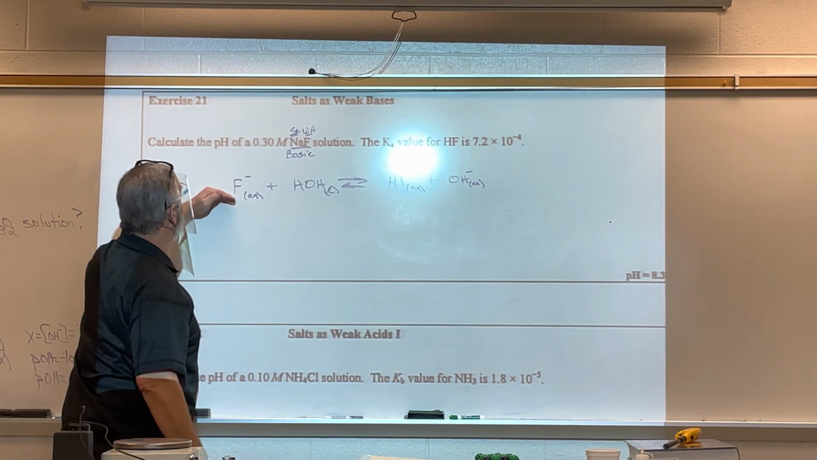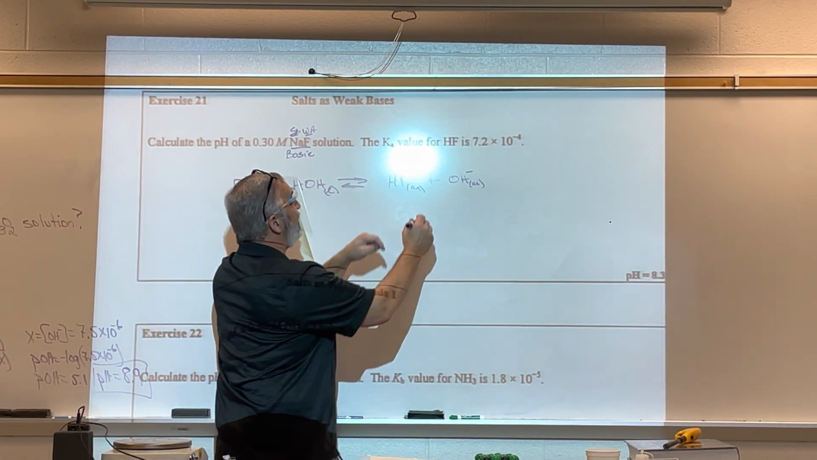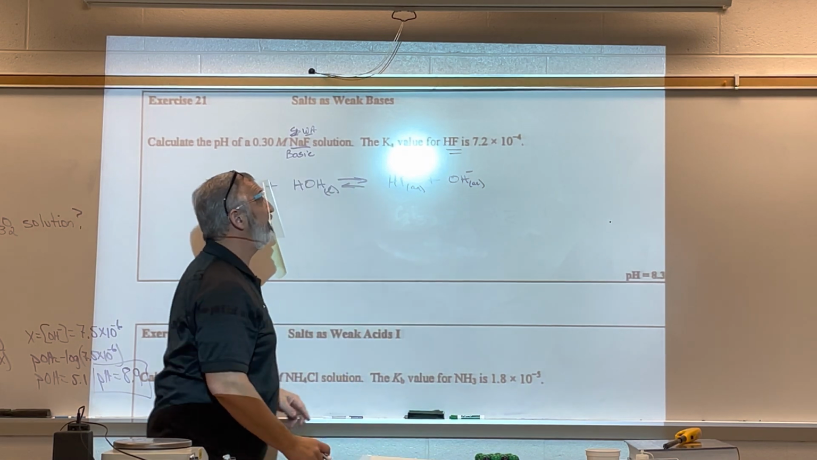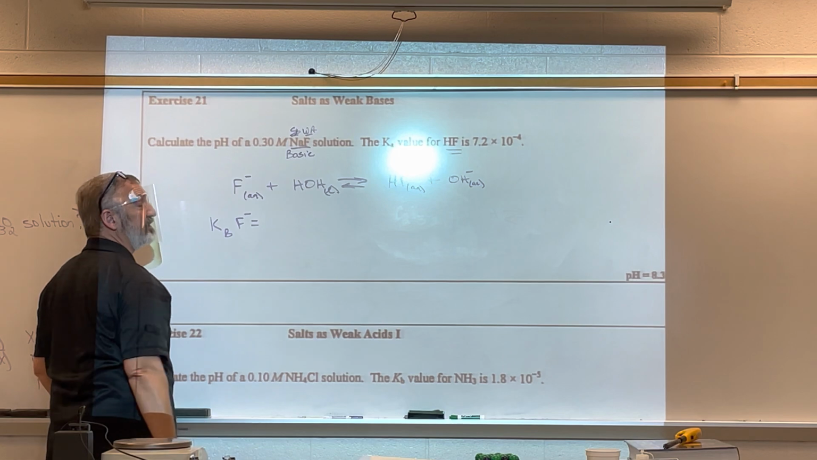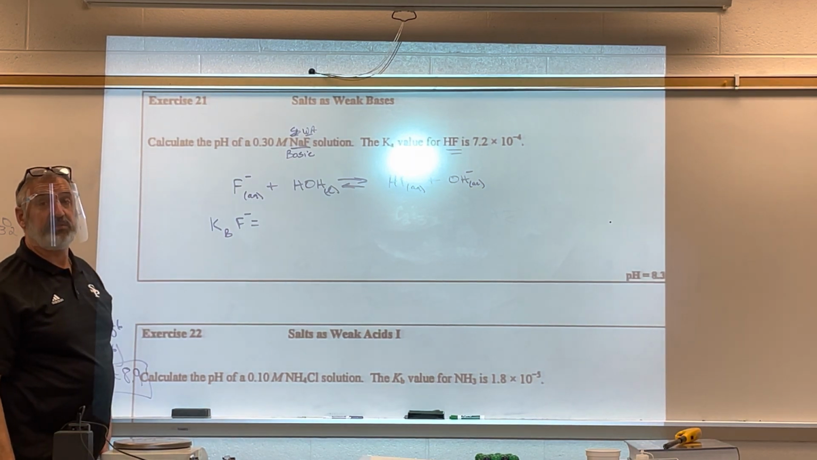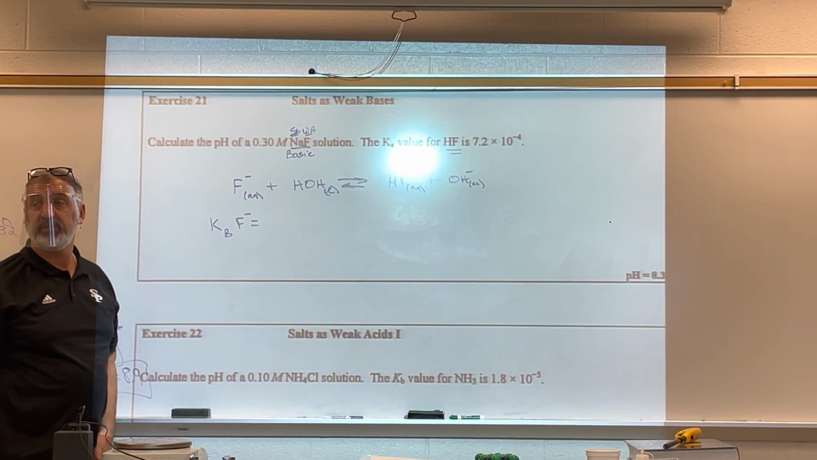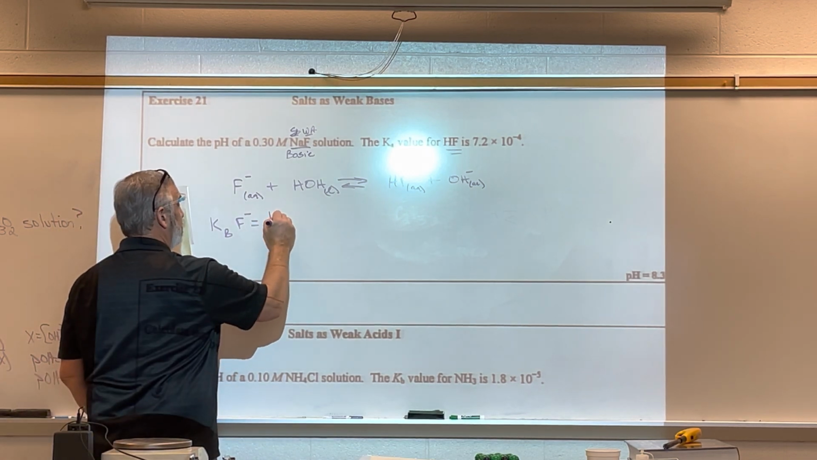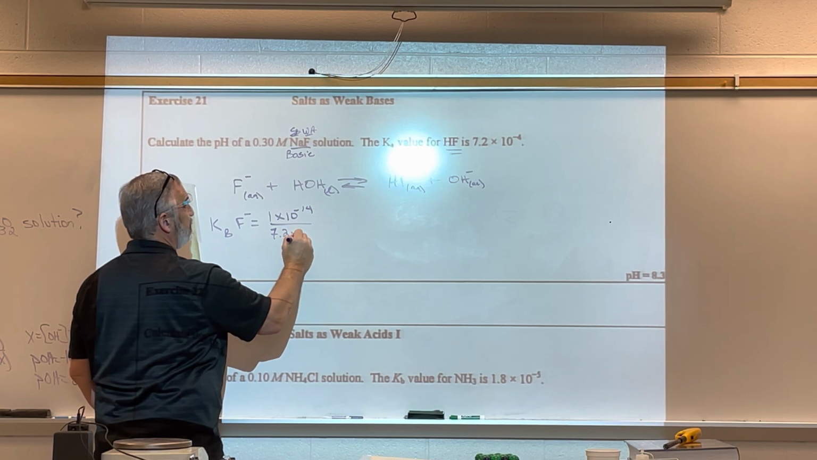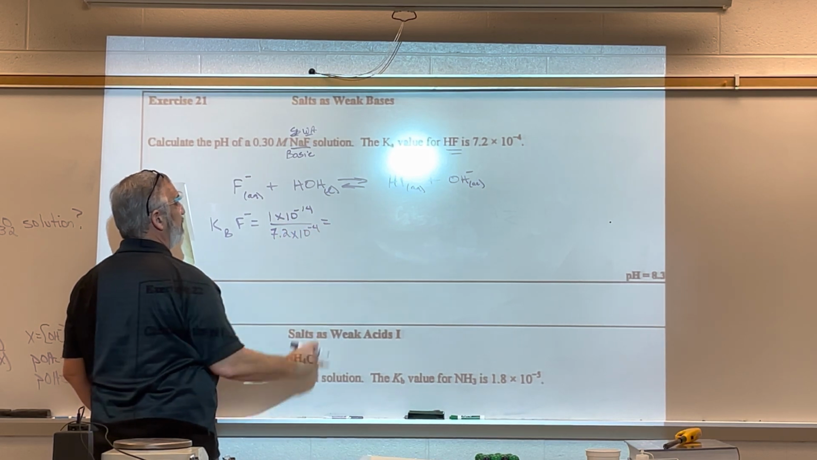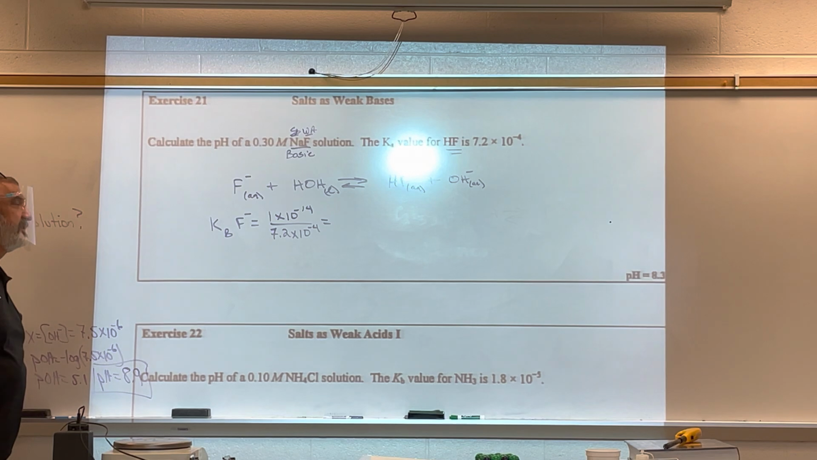Now, this is the base. They give me the Ka of the acid. So how do I find the Kb of F minus? 1 times 10 to the negative 14 divided by the 7.2 times 10 to the negative 4. Okay? So that's going to come out just 10 to the minus 11 something. 1.4.